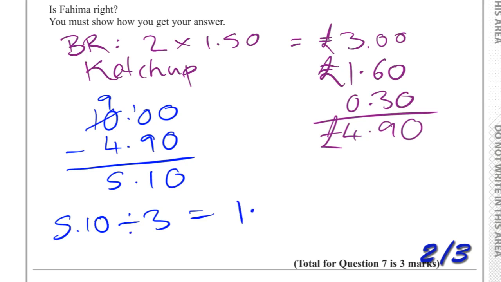So we still need to make £2.10. You can try some numbers. For example, 3 lots of 50p is £1.50, not quite enough. And you'll end up finding out that the number is £1.70. 3 lots of £1.70 will make £5.10.